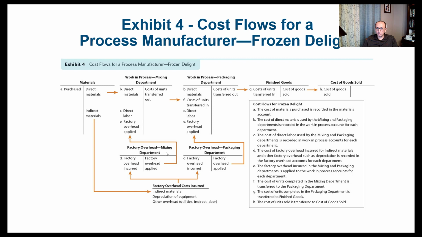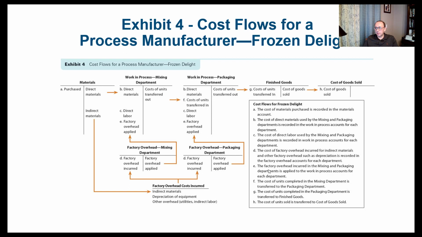So here we have the factory overhead accounts for the mixing department and for the packaging department, and you can see here it's not going by job, it's going by department. And we're going to debit the factory overhead for each one of these. So again, it could be indirect material, it could be depreciation, it could be other overhead like utilities, indirect labor, insurance, you name it. And these will go onto the debit side.